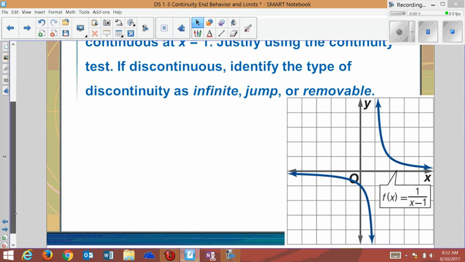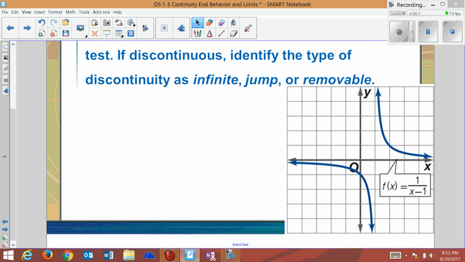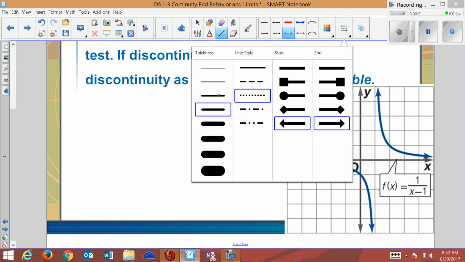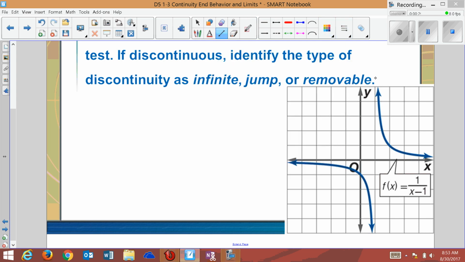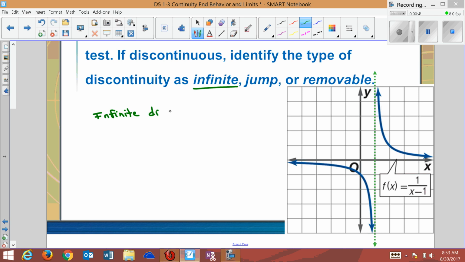And as I can see, the function overall is discontinuous. It's discontinuous at this point here, x equals 1, it appears to me. Let me draw the line to make sure. At the value x equals 1, yeah, we have a break here. So it is discontinuous, and this is an infinite discontinuity at x equals 1.